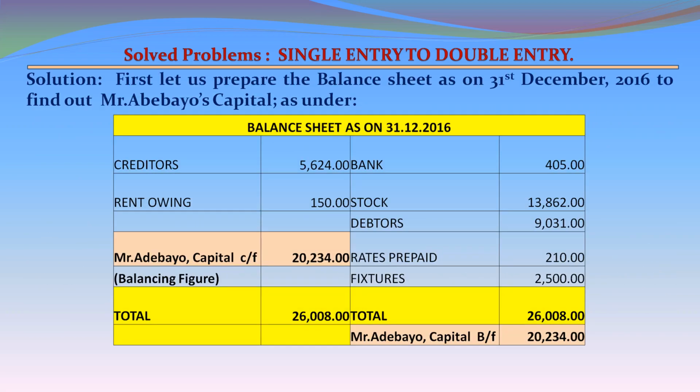First, let us prepare the balance sheet as on 31st December 2016 to find out Mr. Adebayo's capital account, as under. Opening balance sheet as on 31st December 2016. On the asset side, bank 405, stock 13,862, debtors 9,031, rates prepaid 210, fixtures 2,500, total assets 26,008. And on the liability side, creditors 5,624, rent owing 150, and the balancing figure 20,234 represents Mr. Adebayo's capital.